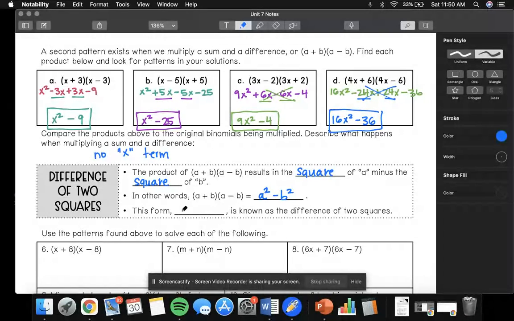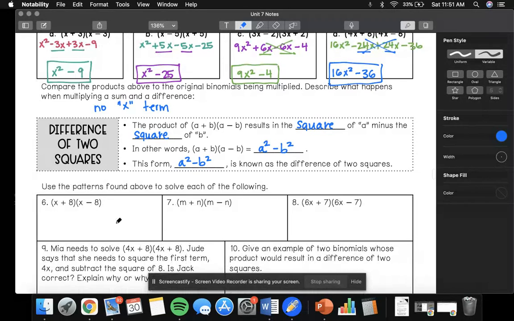This form, A squared minus B squared, is known as the difference of two squares. Difference, and we have two squares. Okay, again, I'm not a lover. I don't love tricks, but these do definitely work if you like to do it. Okay, me personally, I'm going to just keep doing it the way I know how to do it because I feel 100% confident with that.